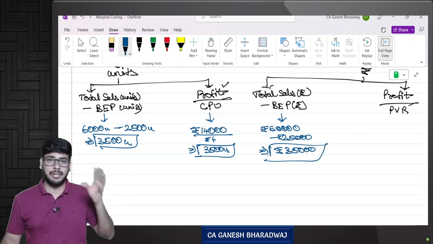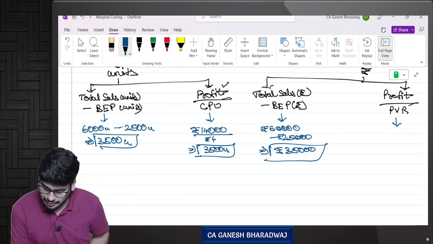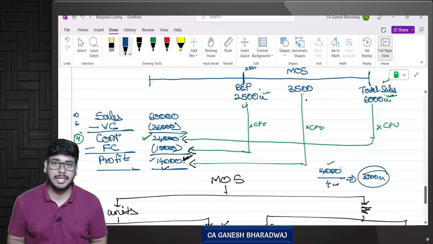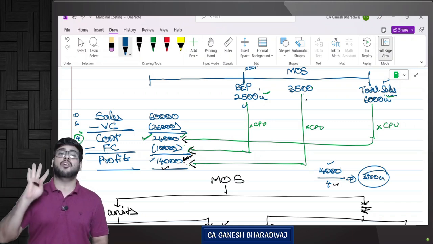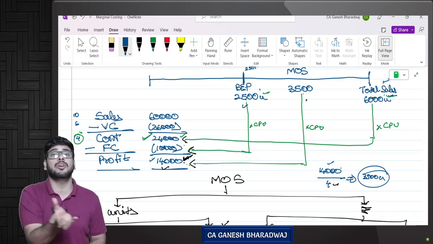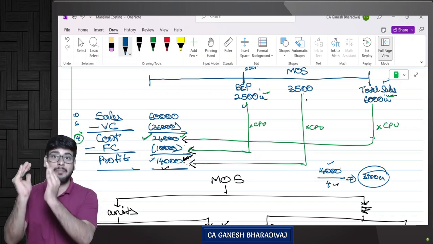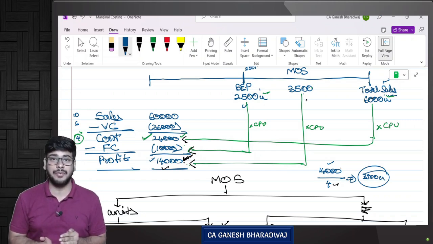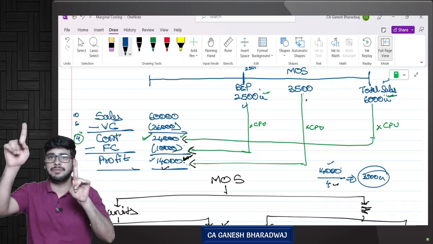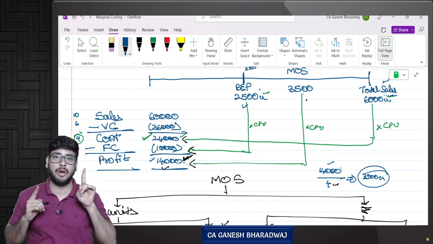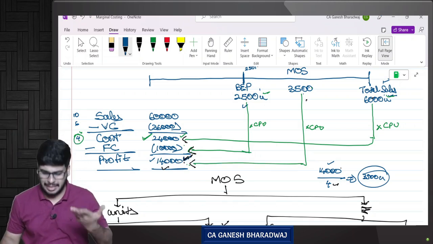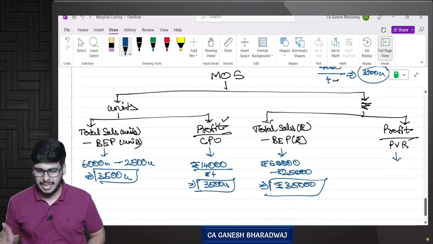Or an alternative way of doing this is what? Profit divided by PV ratio. How much is the profit? 14,000 rupees. Correct? Yes. If this 14,000 is 40%, how much is the total value of sales that was responsible for generating the profit? Only the margin of safety sale was responsible for generating the profit, because the break-even sale was responsible for recovering my fixed cost. Margin of safety sales was only responsible for generating my profit. So if 14,000 is 40%, how much is 100%? Simple mathematics. Or in other words, profit divided by PV ratio.